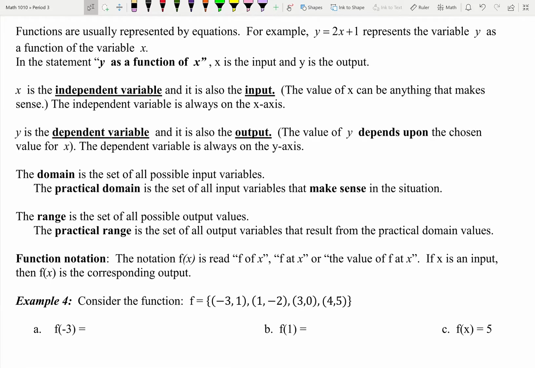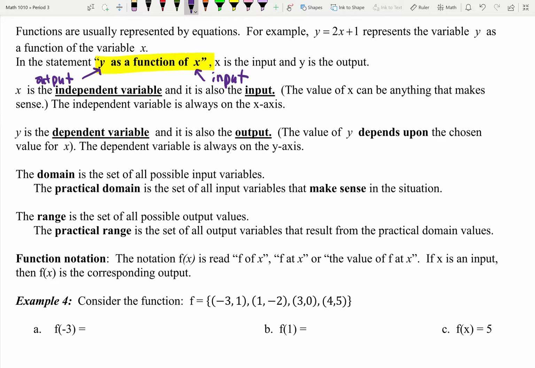So, this is pretty important right here. If it says y is a function of x, highlight that or underline that or something like that. And what I want you to do is draw an arrow to the y and draw an arrow to the x. The y is what comes out. So the output is a function of the input.